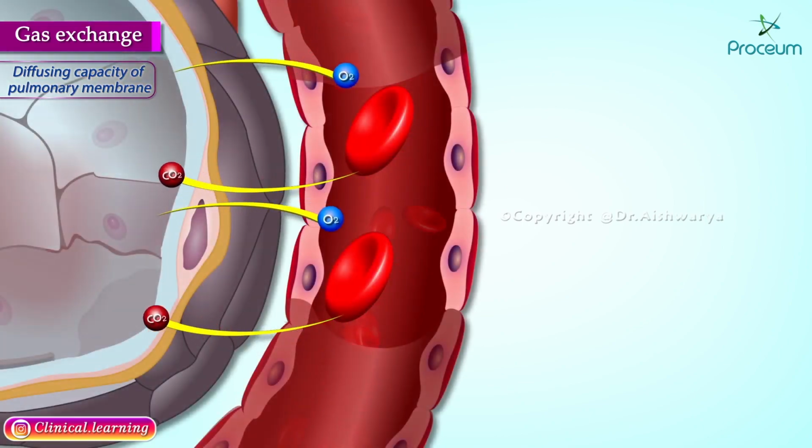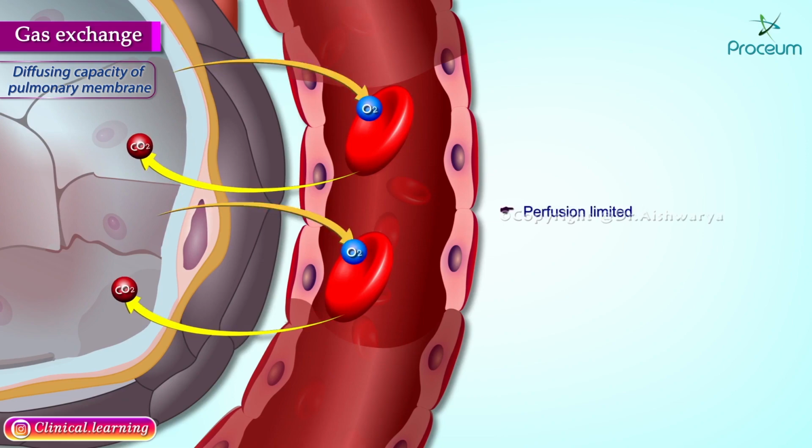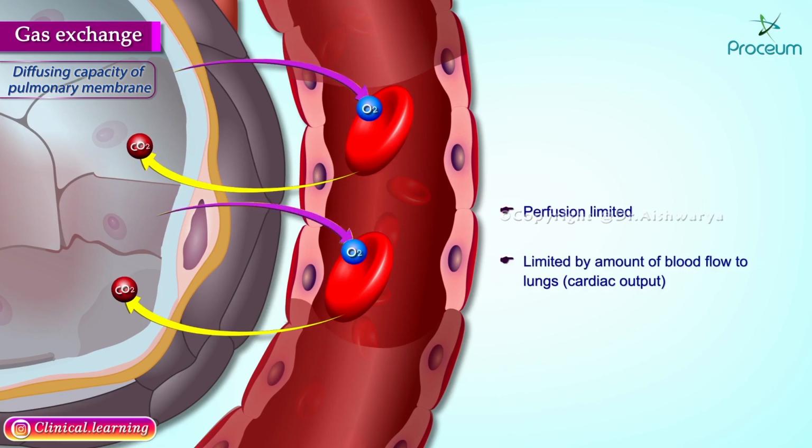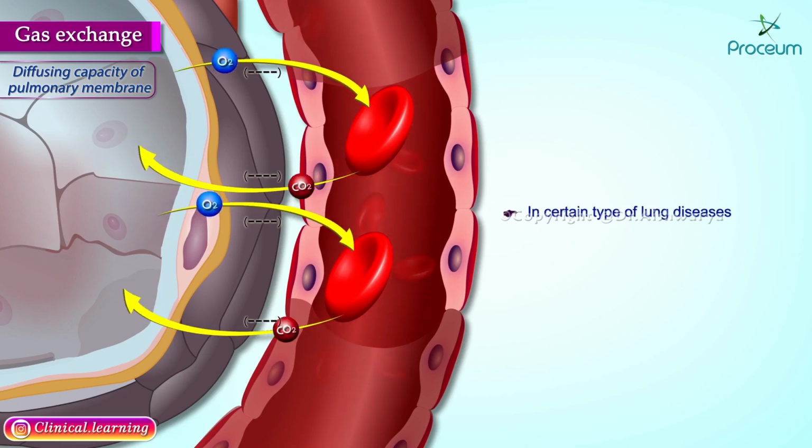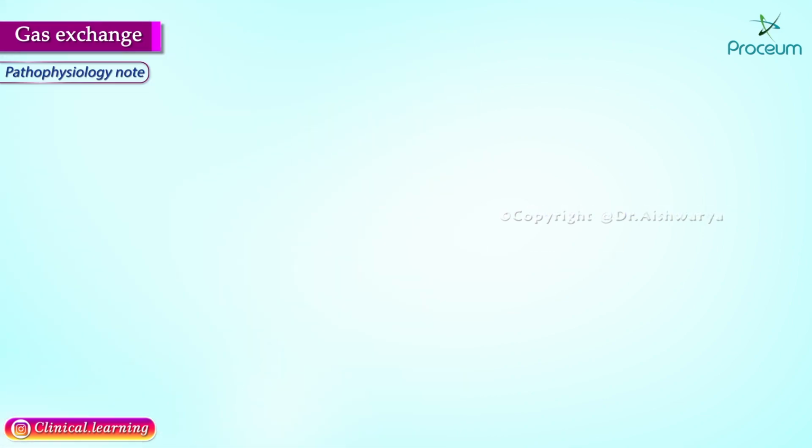The diffusing capacity of the lungs is normally so great that oxygen exchange is perfusion limited, which means that the amount of oxygen that enters the arterial circulation is only limited by the amount of blood flow to the lungs, or we can say the cardiac output. In certain types of lung diseases, the diffusion capacity may be reduced to such an extent that oxygen exchange becomes diffusion limited. So what is the pathophysiology here?